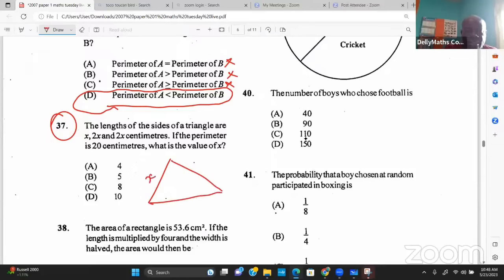So we have an x. Oh, it's an isosceles, right? So we have a 2x, we have 2x, we have x. So the length of the side, x and x. If the perimeter is 20, right, what is the value of x?